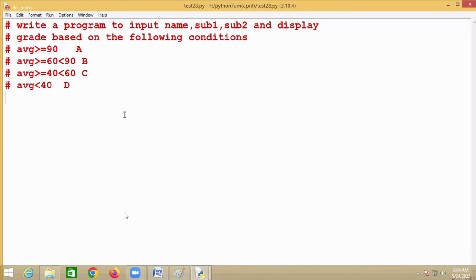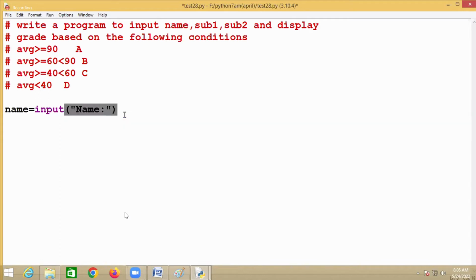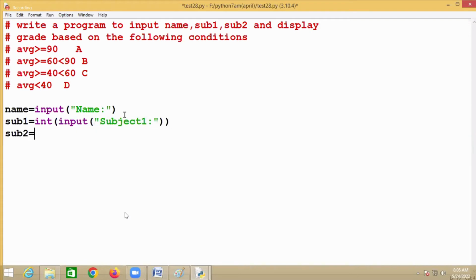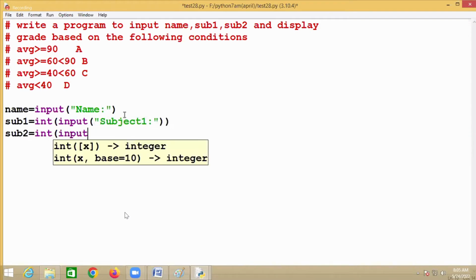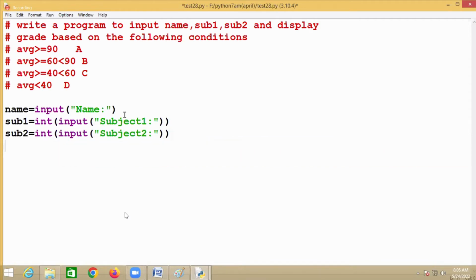D grade. So what are the inputs here? First you have to input the name. So you are trying to input the name. You enter some name, and you have to input two subjects. This is subject one, and this is subject two. How many subject marks are you inputting here? Two subjects. Then after that, you have to calculate the average.